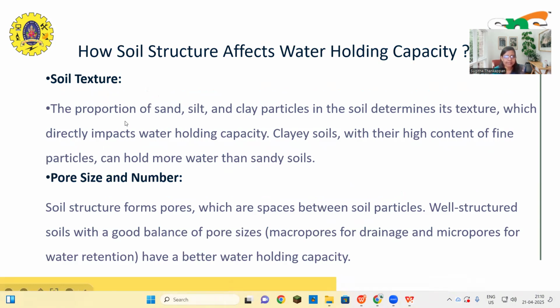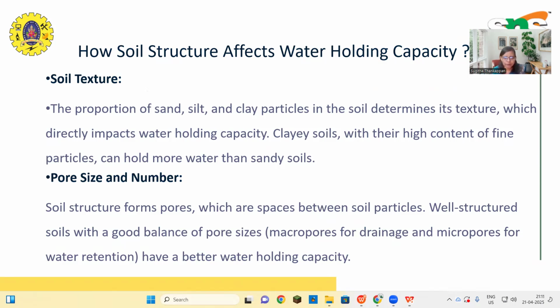So the first property is the soil texture. This I discussed in the previous slides as well. This arrangement of sand, silt and clay particles determines the texture, and it has a direct influence on the water holding capacity. Then comes the pore size and number. When the arrangement of the sand, silt and clay particles is ideal, the pore spaces will be more. The soil structure forms the pore spaces, and a well-structured soil will have a balance of pore sizes, that is macropores as well as micropores.